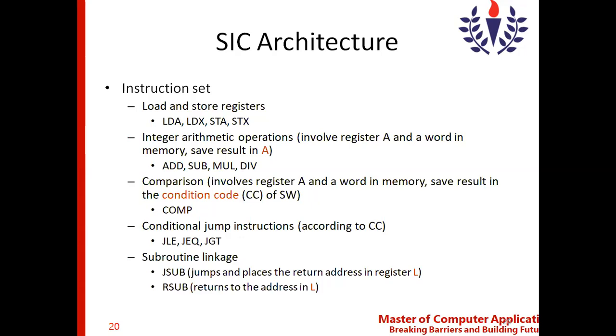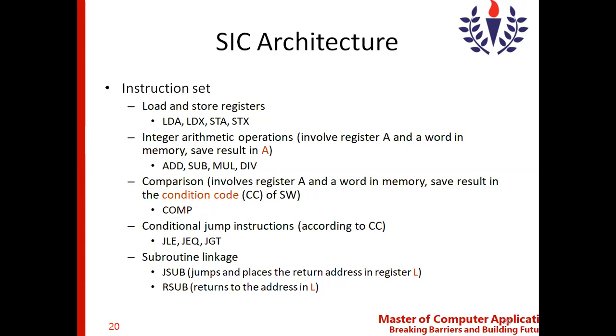The next operation is jumping. So jumping will be based on the condition code. According to the value in the condition code, the jump instructions will be performed. Say for example, we have the instruction like JLT, jump if the condition code is less than. JEQ, jump if the condition code is equal to. JGT, jump if the condition code is greater than. So based on these values in the condition code, the jump instructions will perform the operation.